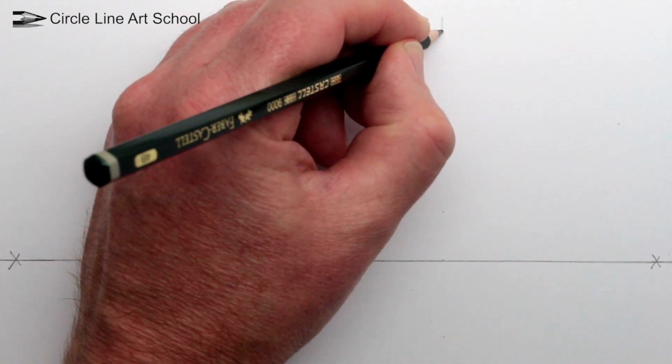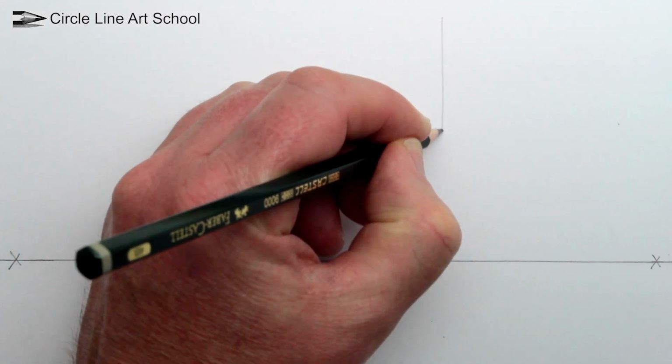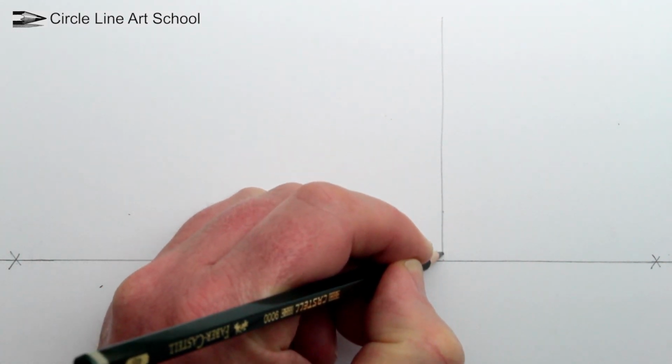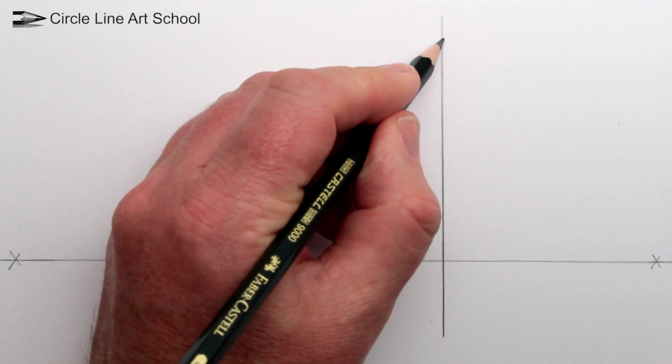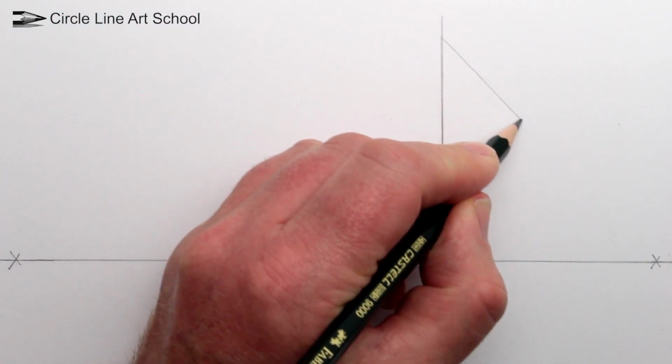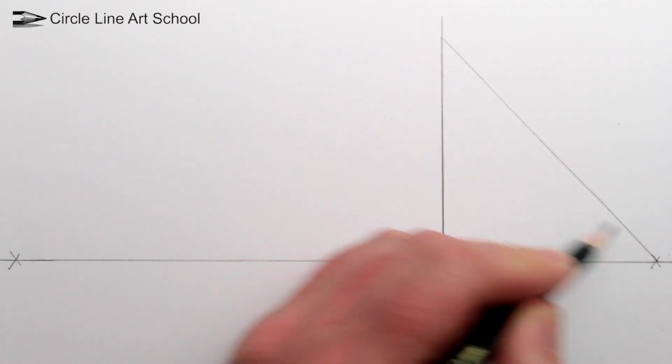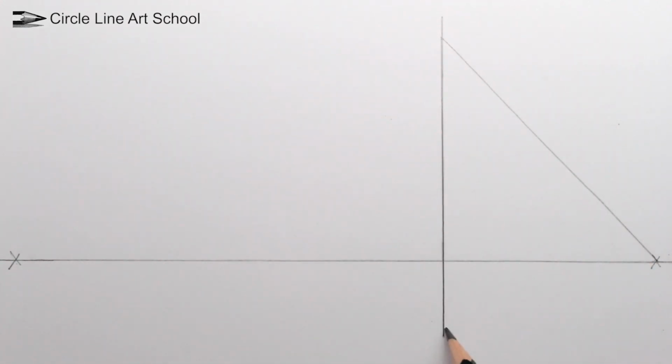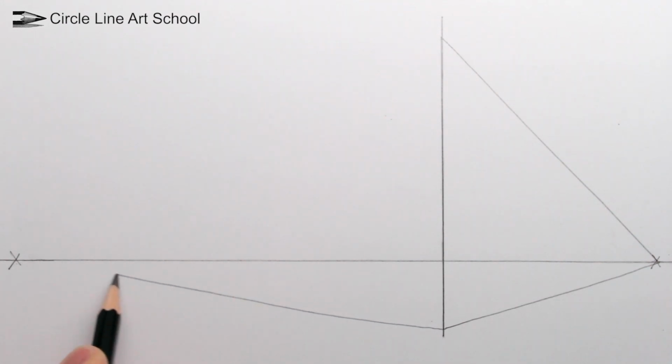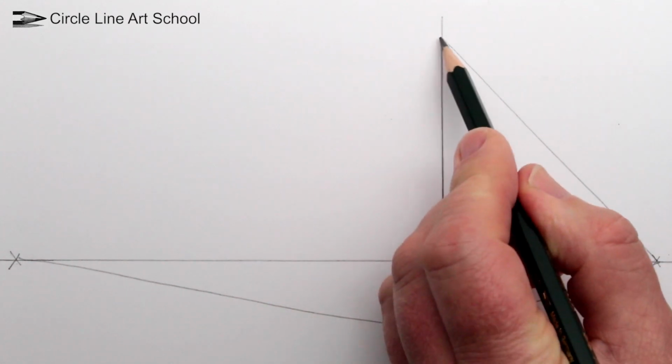Now draw a vertical line on the right, and then draw two lines going all the way to the vanishing point on the right. Next, we can draw two more lines going to the left vanishing point. So this will become the corner of our building.